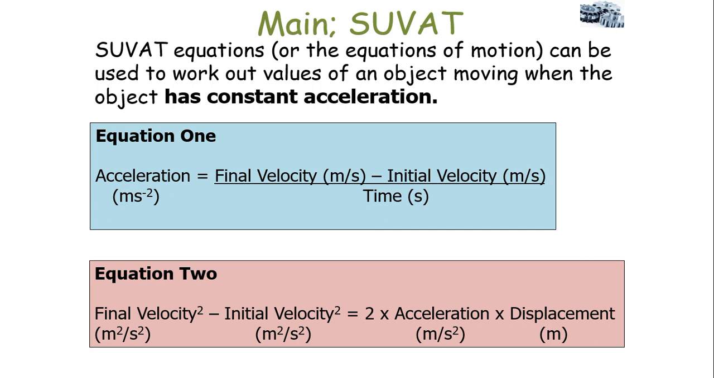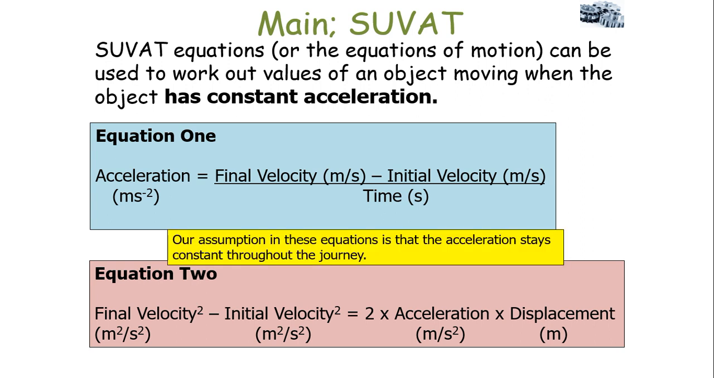So, just to clarify, there are two equations which we term the SUVAT equations, which you've got to use for GCSE. Equation 1, which is acceleration equals final velocity minus initial velocity over time, and equation 2, which is final velocity squared minus initial velocity squared equals 2 times acceleration times displacement. Now, our assumption in these equations is that the acceleration stays constant throughout the journey. It does not change. It stays exactly the same.